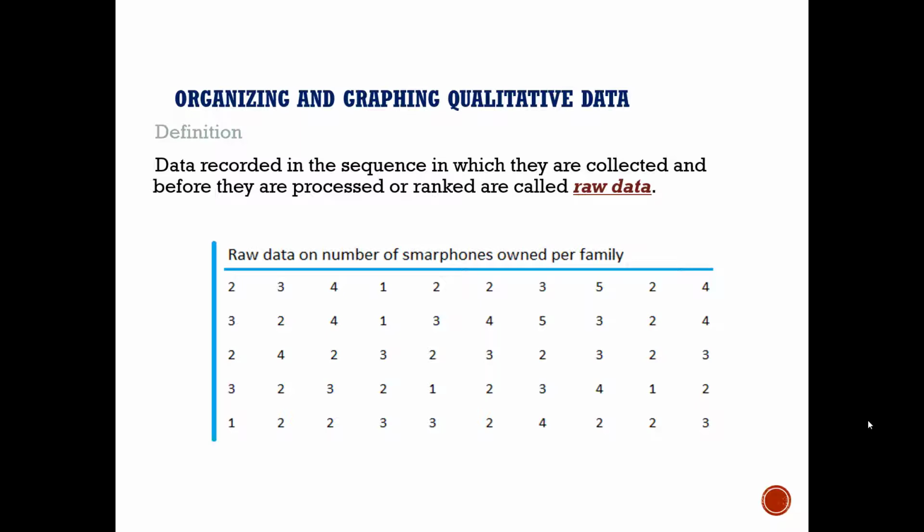If I were to ask for the number of smartphones owned per family, I would get a data set that looks something like this. Maybe this is data from our class, and I say, how many smartphones do you have in your family? And you just gave me back a number. As it is, it's not very useful to us, and raw data isn't very useful.